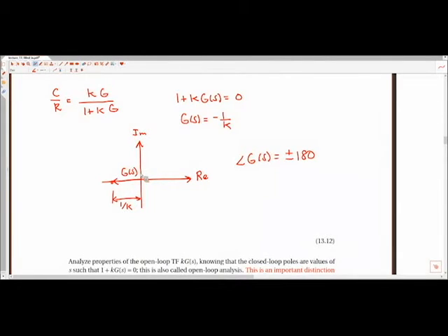We can also make a statement about the magnitude of g of s, and it has to be equal to 1 over k. And so the phase angle of g of s is plus or minus 180. The magnitude is 1 over k. These are going to be the fundamental properties that everything we learn about the root locus is going to follow. Okay, so phase angle plus or minus 180, magnitude 1 over k.